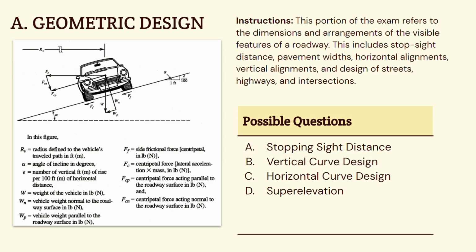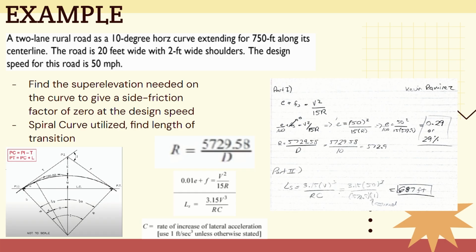The following example is a 2-lane rural road with a 10-degree horizontal curve extending for 750 feet along the center line. The road is 20 feet wide with 2-foot wide shoulders, and the design speed for the roadway is 50 miles per hour. The first part of the question is to find the superelevation needed on the curve to give a side friction factor of 0 at the design speed, and also to find the spiral curve transition length.